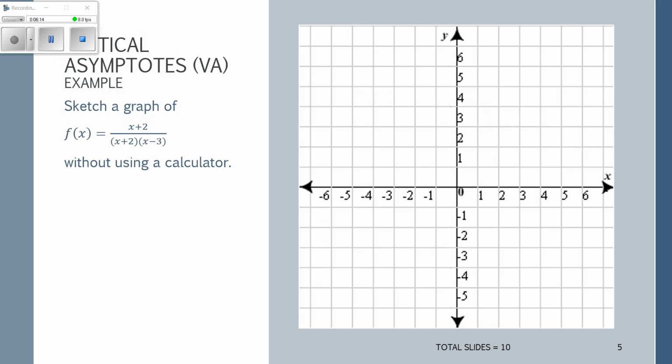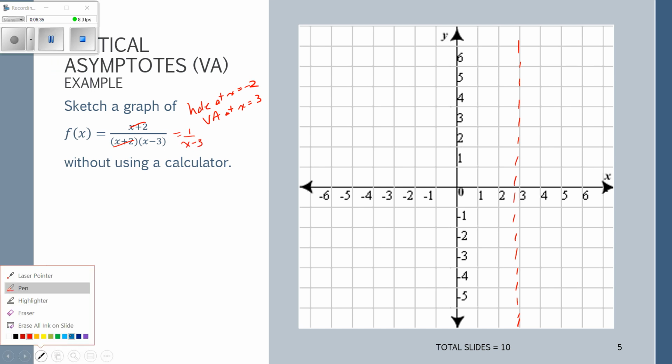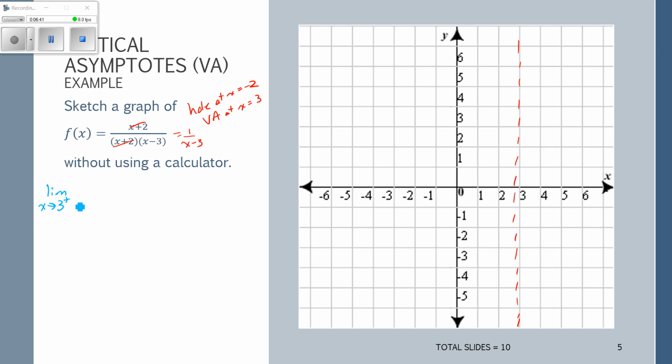So to go back to our example here, we already said that there is a hole at x equals -2 and a vertical asymptote at x equals 3. So I can put my vertical asymptote in because this simplifies to 1 over x minus 3. If I then do my limit, I'm going to approach from the right side first. So x is approaching 3 from the right for my function.